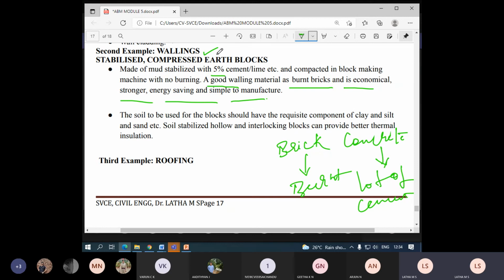When stabilized compressed earth blocks, I can abbreviate it as CEB, it is only with soil, no burning takes place. So the percentage of cement I'll be using is 5 to 10%. Therefore it reduces the emission of carbon. Neither am I burning nor am I using a lot of cement. So it is a good example towards the wall construction.